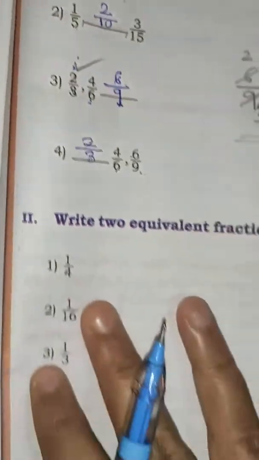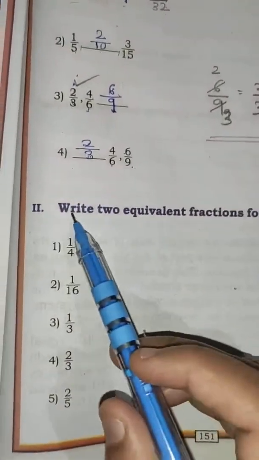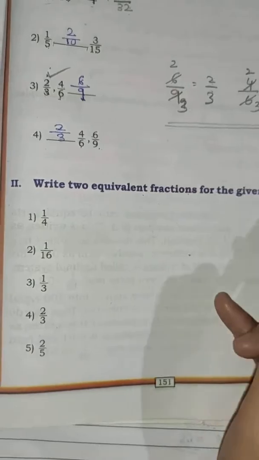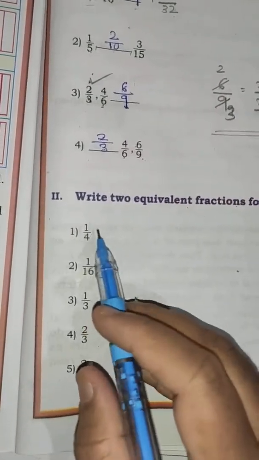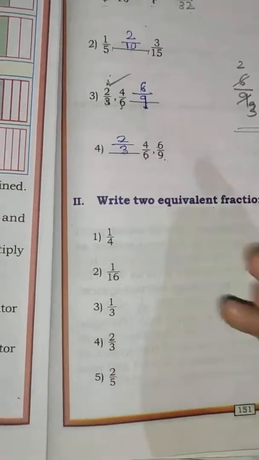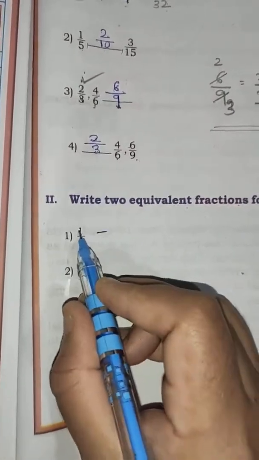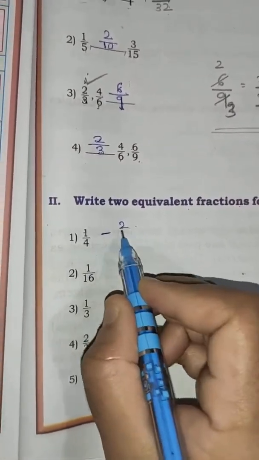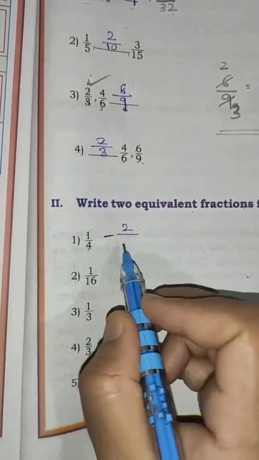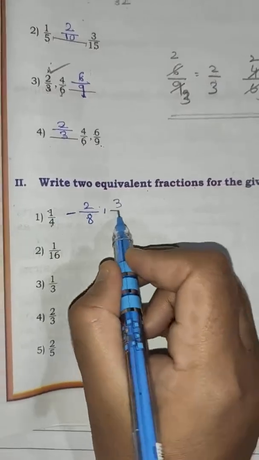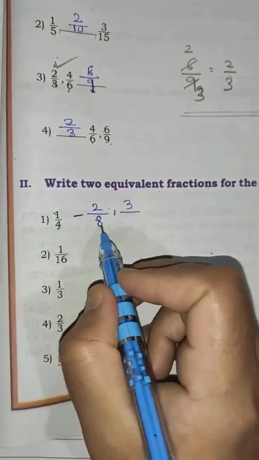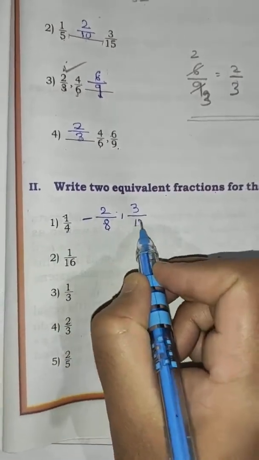Now here, come to the second one. Write two equivalent fractions for the given fractions. Okay, you have to write the equivalent fractions for this given fraction. So here, let us write 1. We're going to write 2. And here 4 1s are 4, 4 2s are 8, comma 1 2 3, numerator and denominator will be 4 1s are 4, 4 2s are 8, 4 3s are 12.